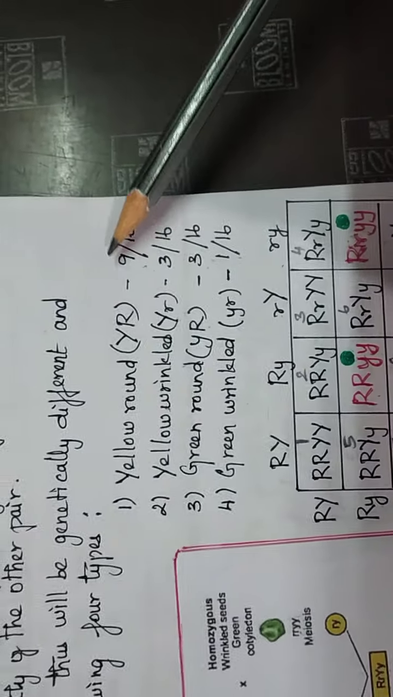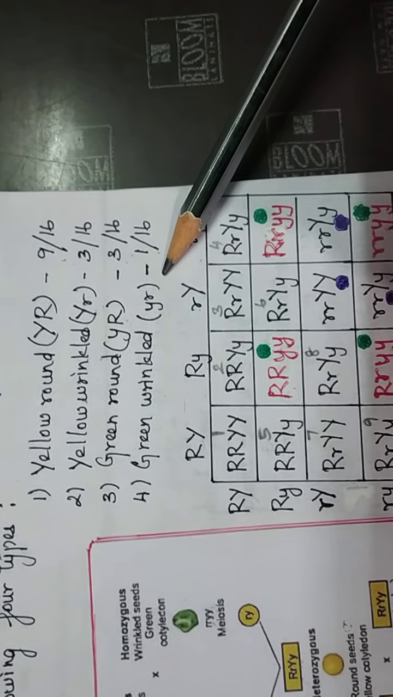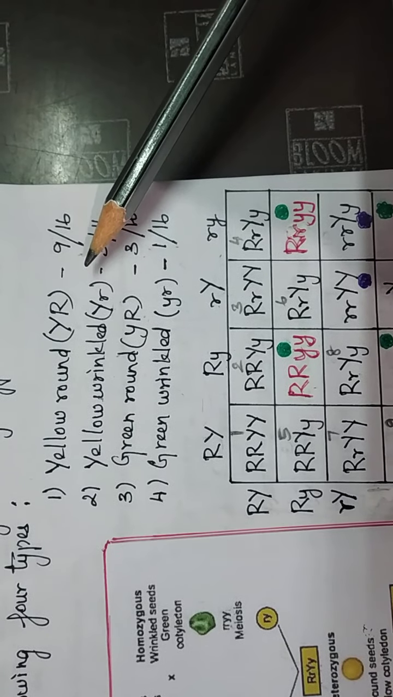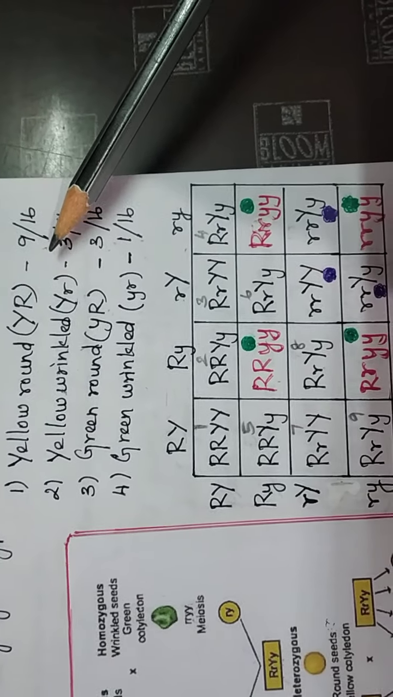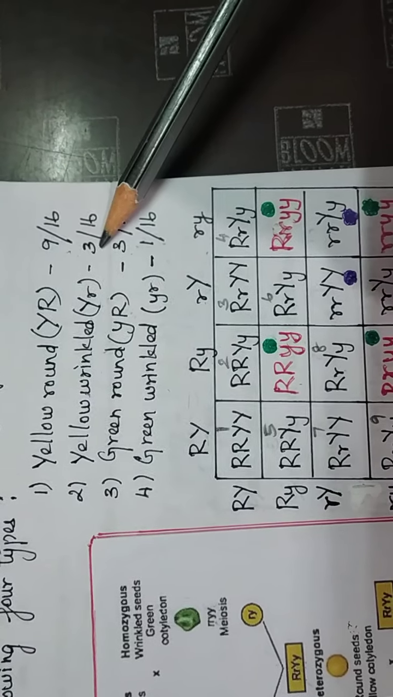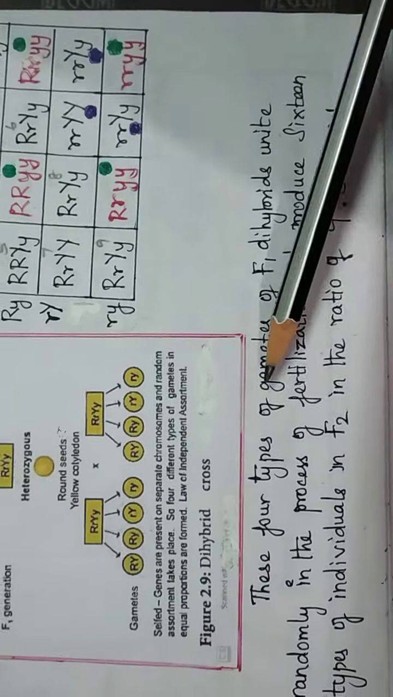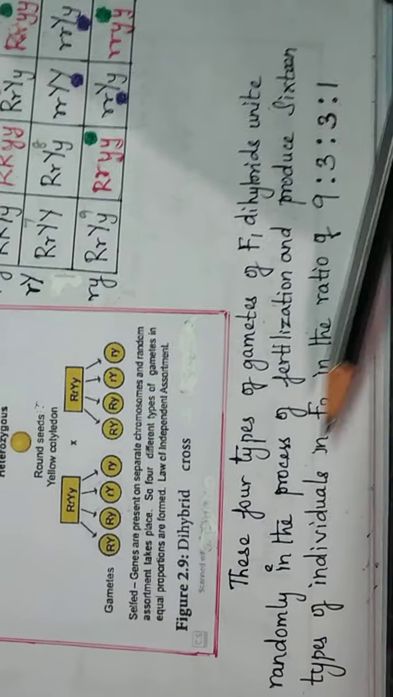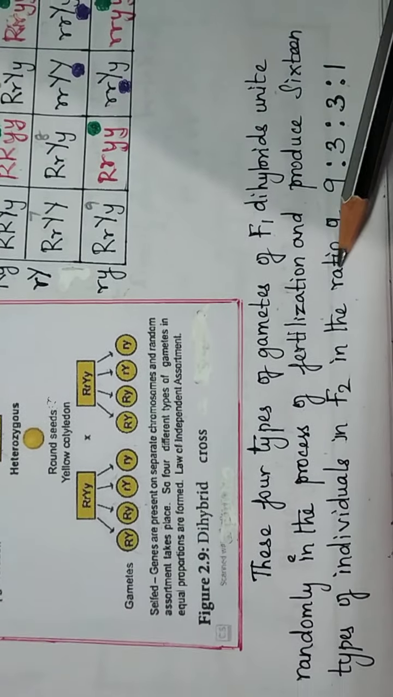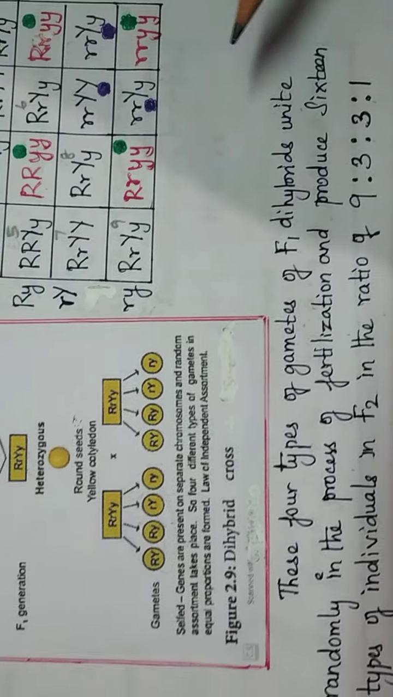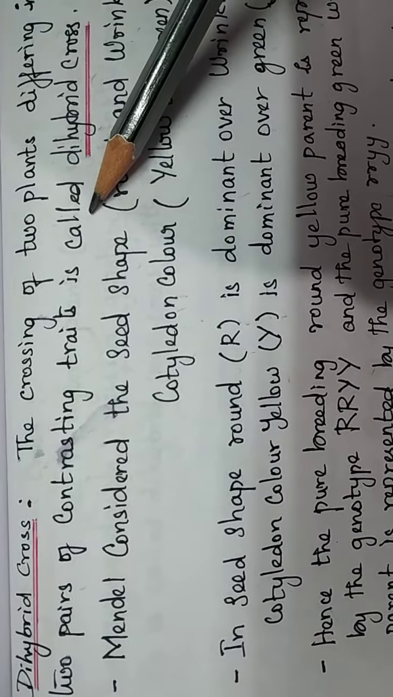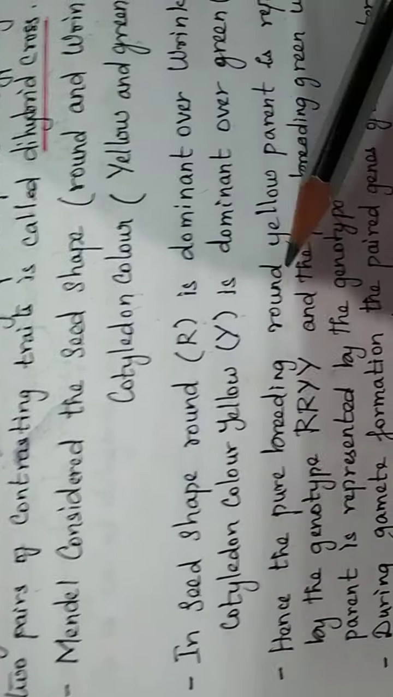So from this we can see the 9:3:3:1 ratio with four types of characters formed by crossing two plants differing in two pairs of contrasting characters. The ratio obtained in a dihybrid cross is 9:3:3:1. These four types of gametes in F1 hybrids unite randomly during fertilization and produce 16 types of individuals in F2 in the ratio of 9:3:3:1. This is the dihybrid cross, and it follows the law of independent assortment.